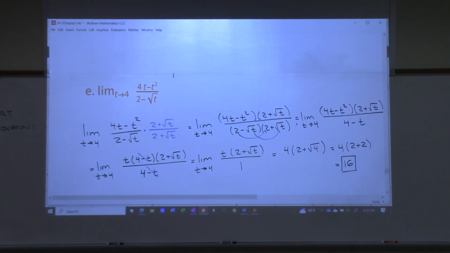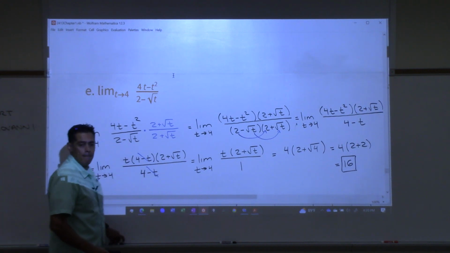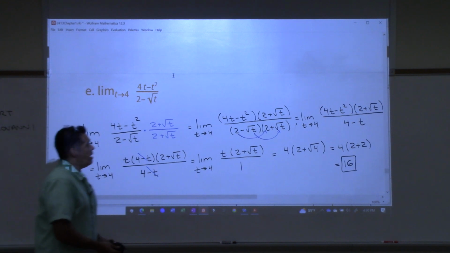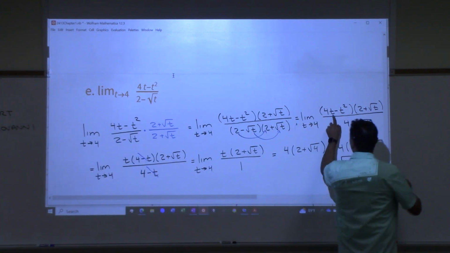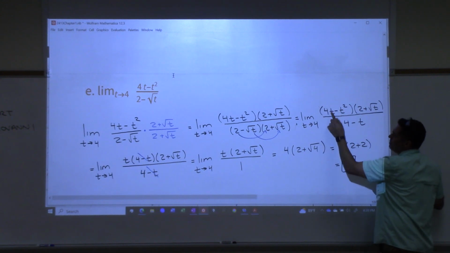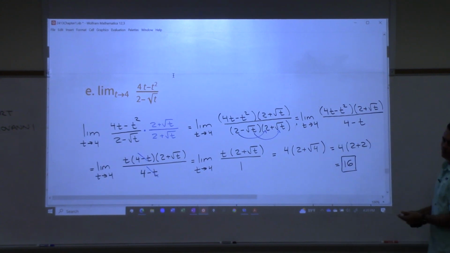That's one approach. Yes? Could you do the difference of squares? Good question. You could if this t wasn't here. But because this t is here, you cannot do the difference of squares. You would just, yeah, you could. All right, that's one way to do it.